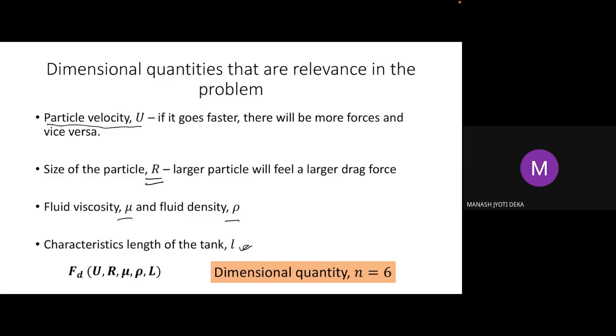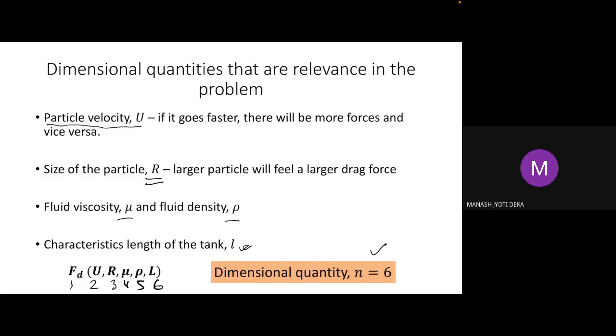So from here you can see the total number of dimensional quantities we are getting is 6 quantities: 1, 2, 3, 4, 5, 6. So this is the n we got. Now we have to find what the m is for this problem, the total number of dimensions.